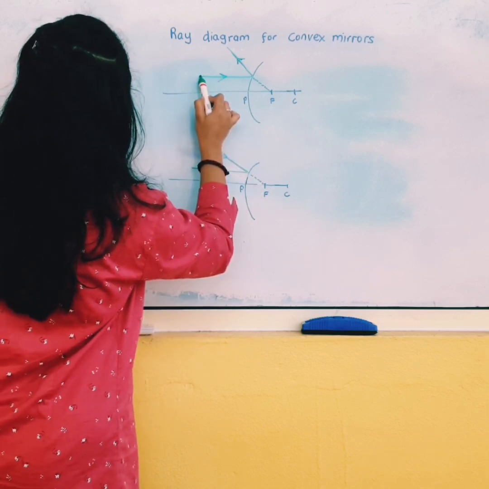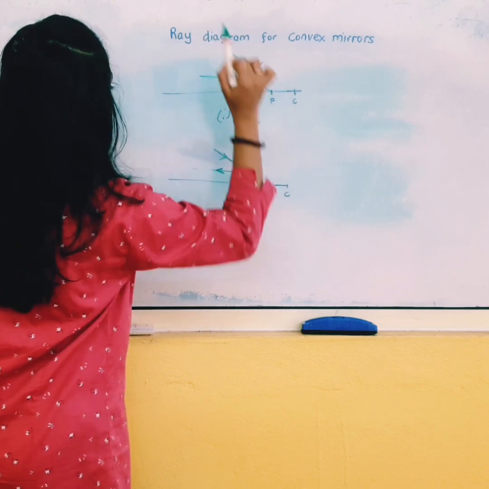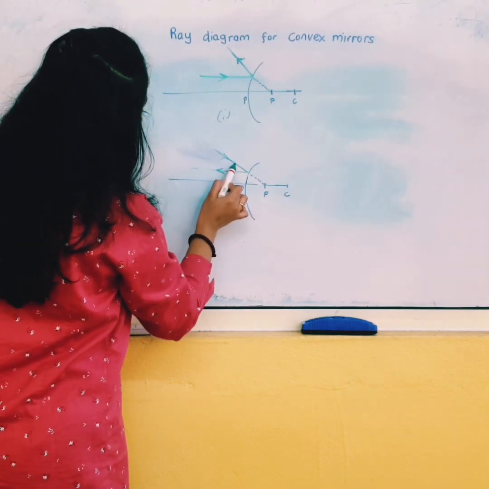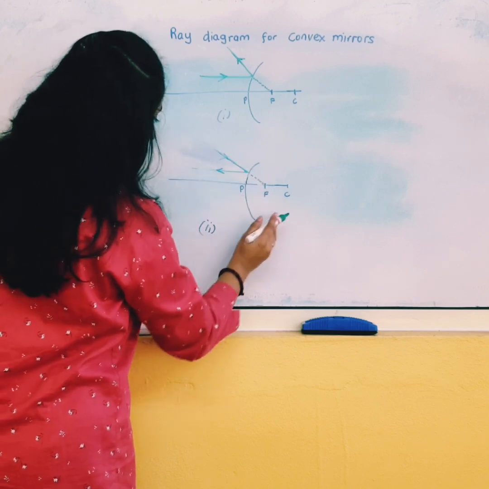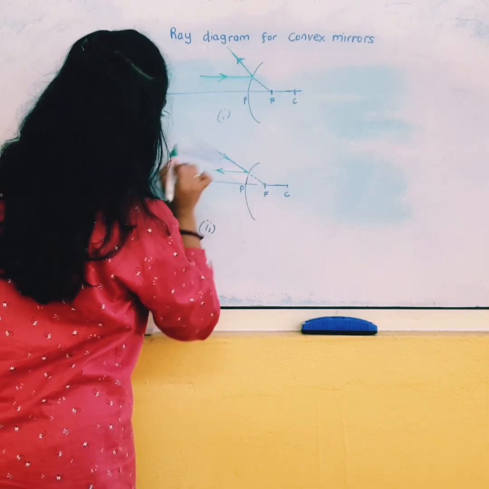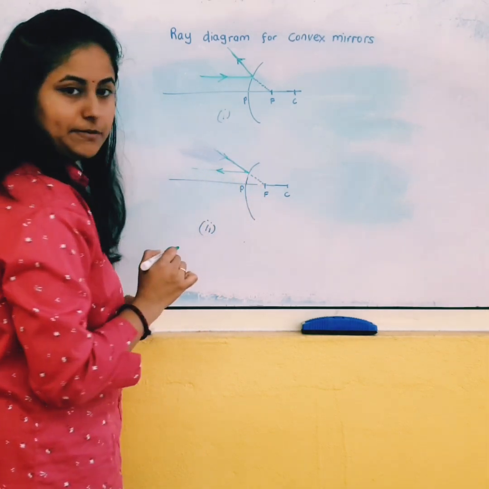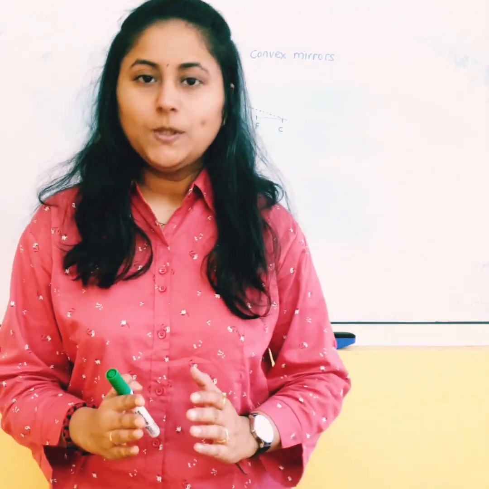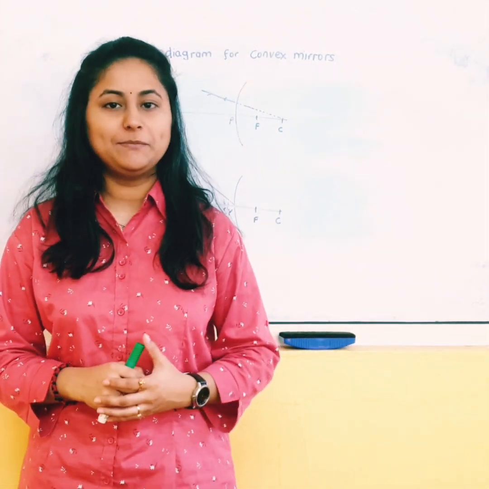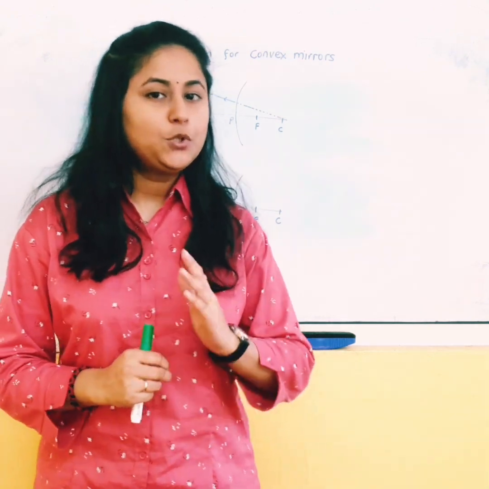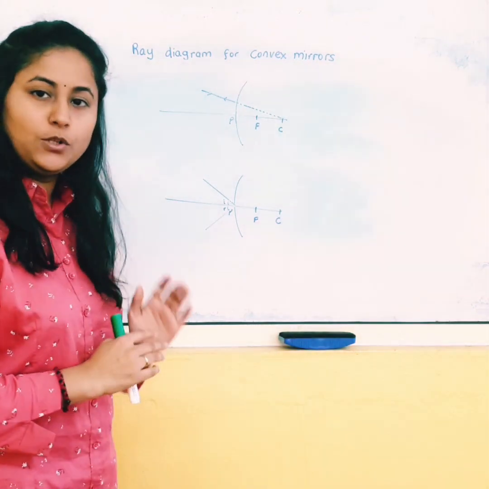So see, first ray is coming parallel to the principal axis, it will diverge from the principal focus. Second ray is falling on the principal axis, it is directed towards the principal focus. So after reflection, it will emerge parallel to the principal axis. Okay. So as you know that you have four ray diagrams for concave mirror as well as convex mirror, and we have seen two ray diagrams for convex mirror so far. Now the next two we are looking now.